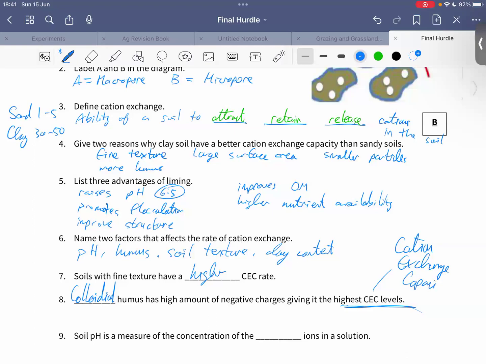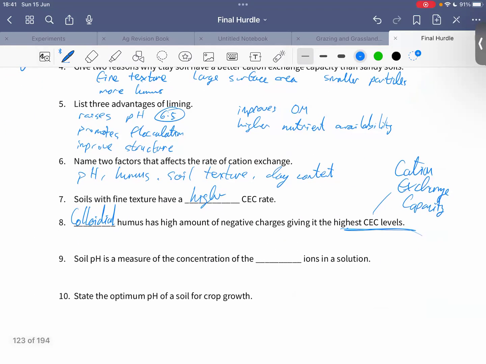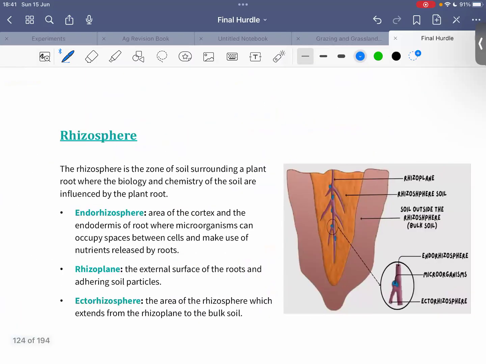capacity. Wonderful. Soil pH is a measure of the concentration of the what? Ions in solution. So what ions? The hydrogen ions. Okay, the hydrogen ions are in solution. And state the optimum pH of soil for crop growth. If you don't know it at this stage, for all the times I've said it, 6.5. Okay, someone's going to get a tattoo there in Magaluf next week or two weeks time of 6.5. Okay, lovely stuff. That's chemical properties of soil.